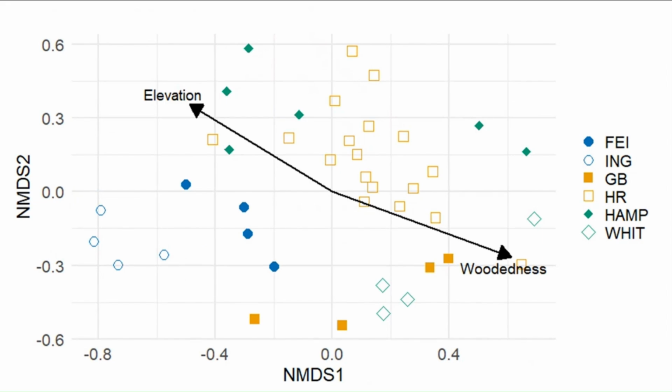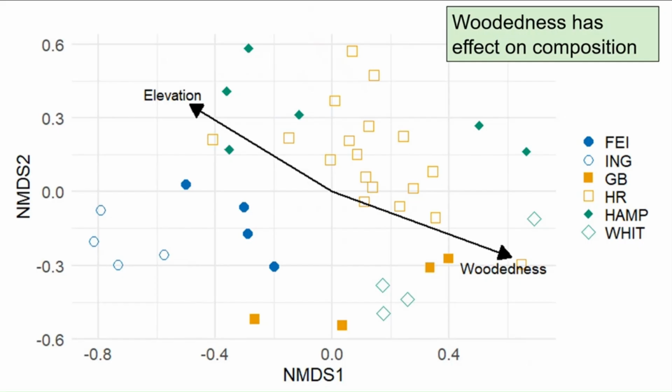Then I looked at how the variables that I measured, lots of different variables that I've talked about, like woodedness, also things like elevation, had an effect on species composition. The arrows on there represent the direction of that effect, but what this is showing is that woodedness is having an effect on composition. It's demonstrating that the species composition is somewhat explained by whether a plot is wooded or not.